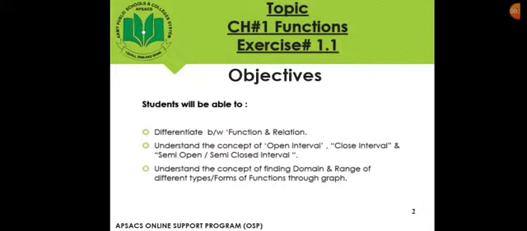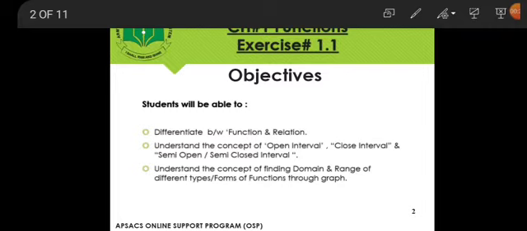Our today's topic is again functions, but today's lecture is all about question number 4. In question number 4, exercise 1.1, we will be needing all the things which I am going to discuss here. At the end of today's lecture, inshallah, you will be able to differentiate between function and relation.